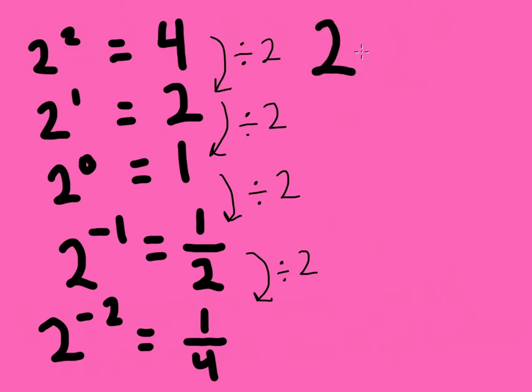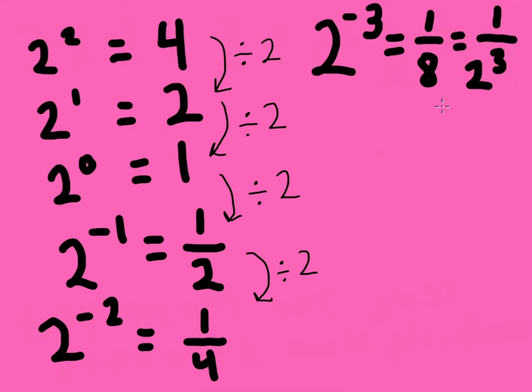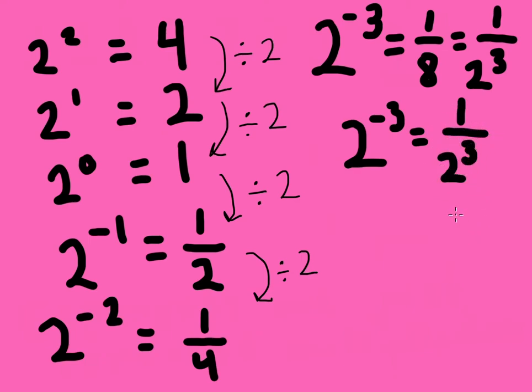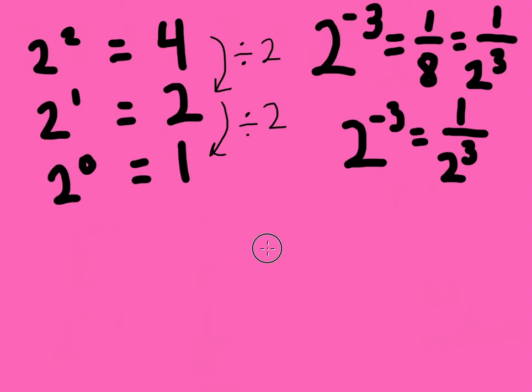And so up here on the upper right, let me write the next step in this. So 2 to the negative 3 power, that's going to be equal to 1/8, because that's just 1/4 divided by 2. And you may notice a little pattern here. If I have 2 to the negative 3rd power, that's the same thing as writing 1 over 2 to the 3rd power. So 2 to the negative 3rd power is the same thing as 1 over 2 to the 3rd power. So let me erase and make some space here and write out the rule.